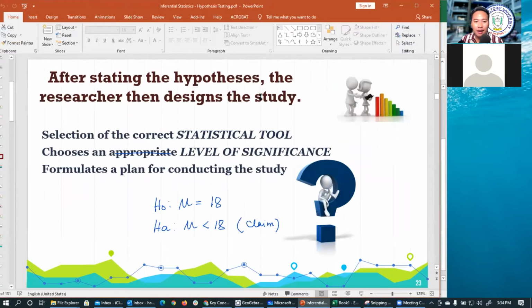Let me erase the annotation. Okay. All right.